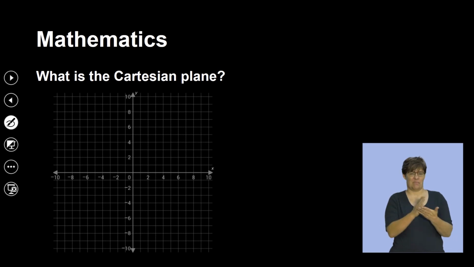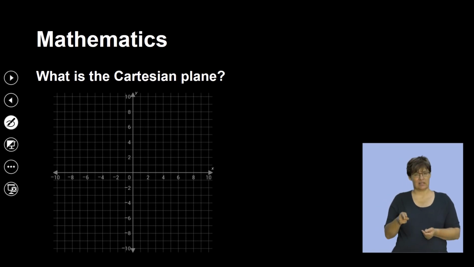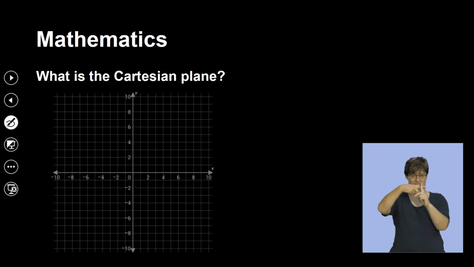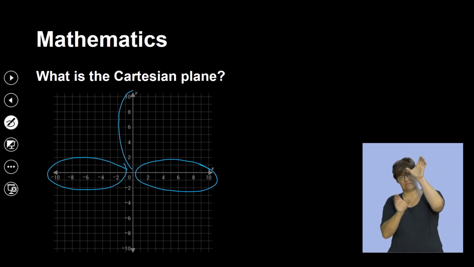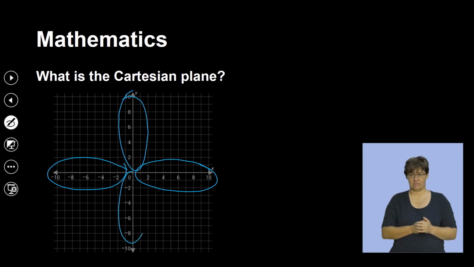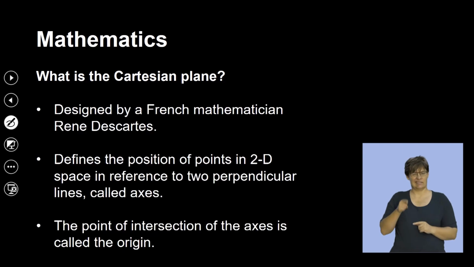Now, what is a Cartesian plane? A Cartesian plane is normally something that looks like a cross, but with arrows at the end of every line. It normally has negative values and positive values. But really, let's talk about what this is.